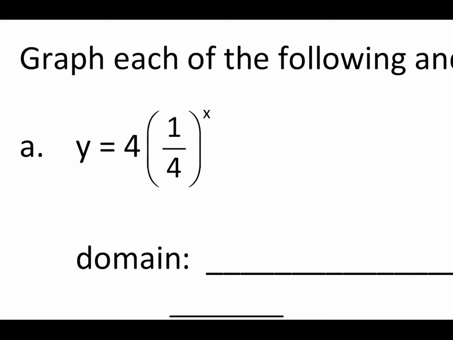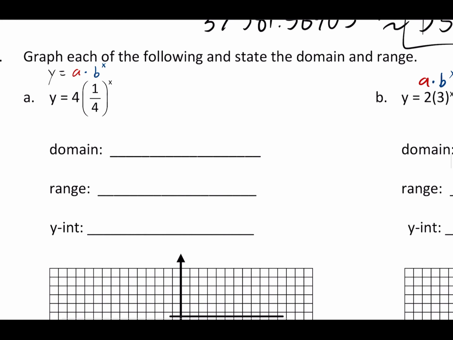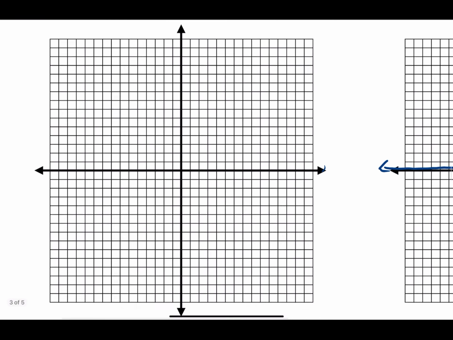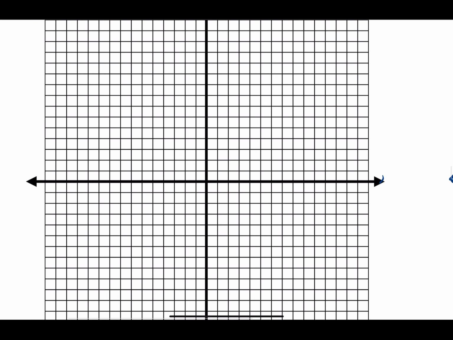First, we know that all exponential equations are of the form y equals a times some growth factor or decay factor b to the power of x. And we have a. So a is the initial value, 4. We know the y-intercept is 4. You automatically know where the y-intercept is because that is the a value. 1, 2, 3, 4. Right there.